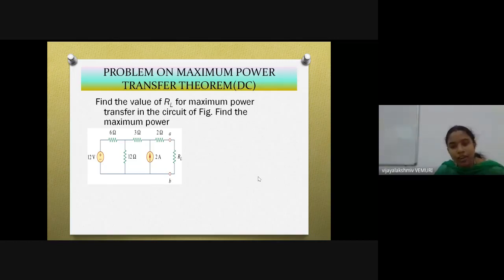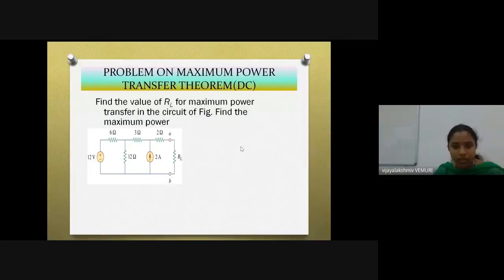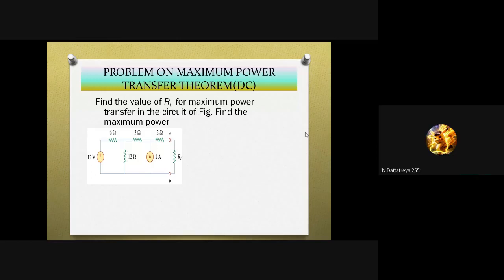So that means if you are asked to find out RL, then if you find RTH, you will be getting the value of RL, isn't it? Yes, you will be getting the RL value if you find the RTH value, because maximum power will be transferred when RL is equal to RTH. Then what is the first step? You need to reduce the complete circuit other than RL into a Thevenin equivalent circuit, isn't it? Yes or no? Yes, ma'am.